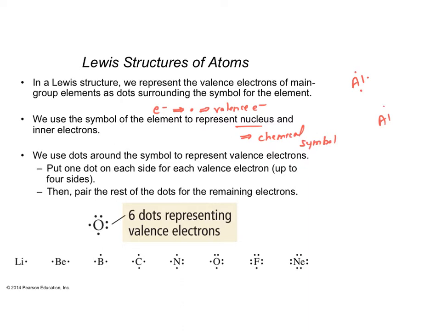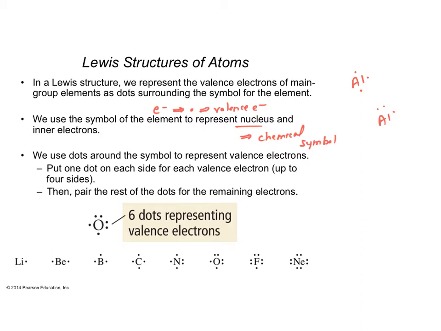Right, so notice I put 1, 2, 3, and I didn't pair them. Why wouldn't I do that? What principle would I be violating in doing that? Remember when we put electrons into orbitals, we put them in singly first, and then we went back and paired their spin? What was that called? Hund's rule, right? So we put them around the outside singly first, following Hund's rule, and then we will come back and pair their spin.